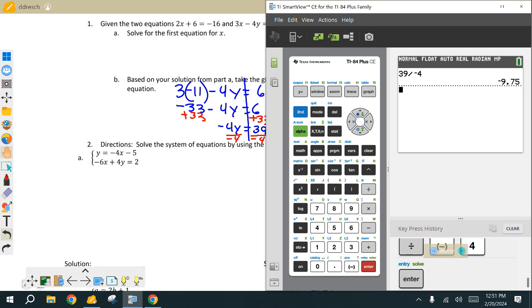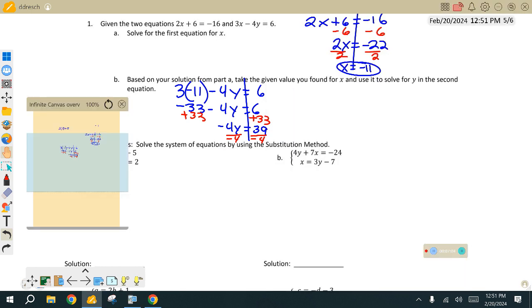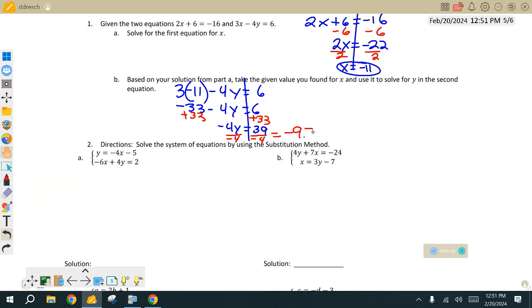But do not give me an ugly decimal that doesn't terminate. So, negative 9.75 is it. Or negative 39 over 4. Either answer is acceptable. Okay? So y is that. Okay?